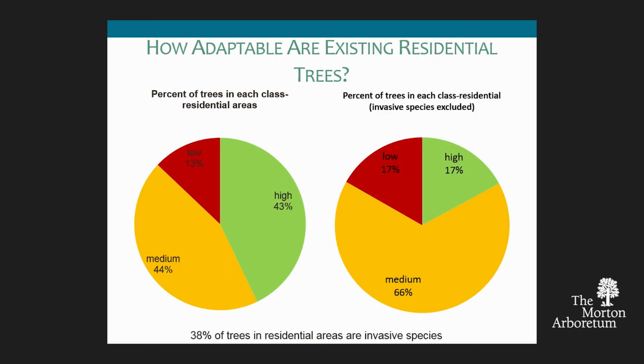So if we look across all of the species that we assessed, how are we doing? And this is across all of the species in the regional tree census. If we look at all of the trees, including invasive species, what we see is about 43% are high adaptive capacity, 44% medium, and 13% low. But if we exclude invasive species from the mix, we see a lot fewer of those high adaptive capacity species. This shouldn't be surprising, seeing as invasive species have a high ability to adapt, which makes them invasive.